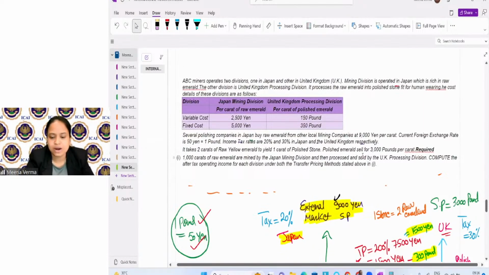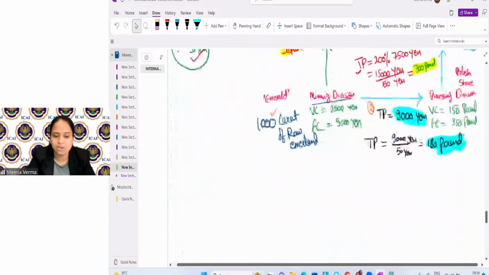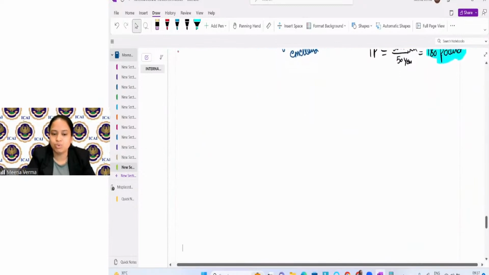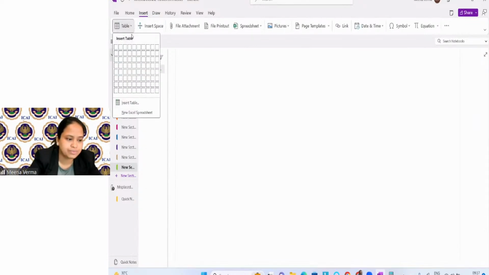Now, what is the next part of the question? What are they asking? 1,000 carats of raw emerald are mined by Japan, and then processed and sold to the UK. Compute the tax operating income. So now see, they are asking you to prepare a cost sheet and find the income of both the divisions and then overall also, right? Let's do it. I'm just writing it through the table.